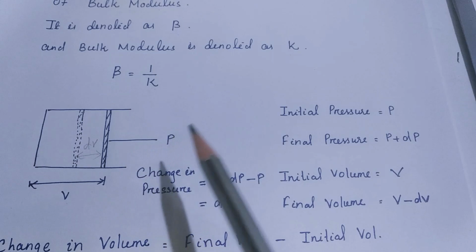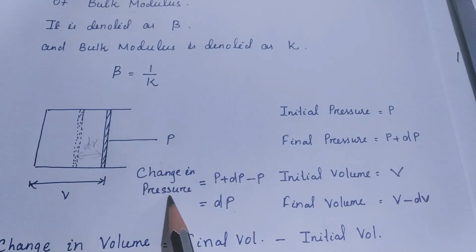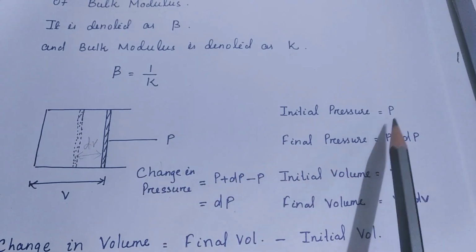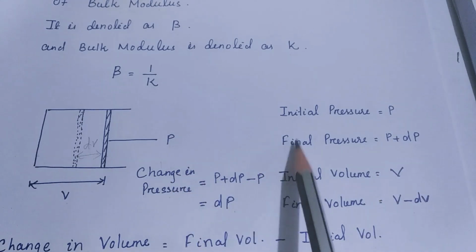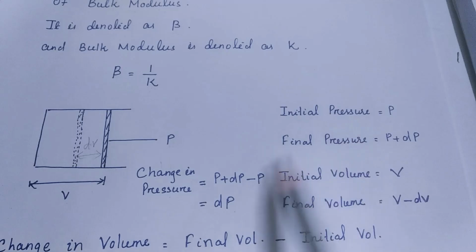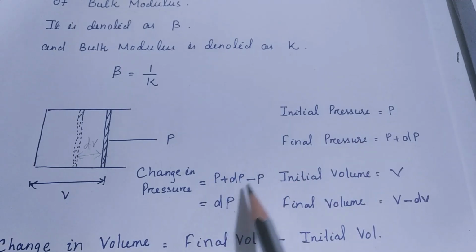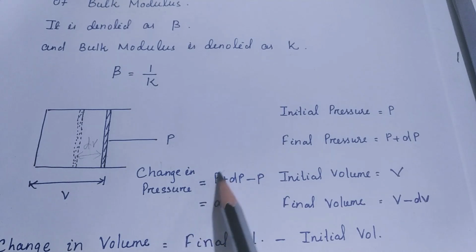So here let us first consider the change in pressure. The initial pressure is P and the final pressure is P plus dP. So the change in pressure is final minus initial pressure, that is P plus dP minus P. So the P terms cancel each other and the change in pressure becomes only dP.